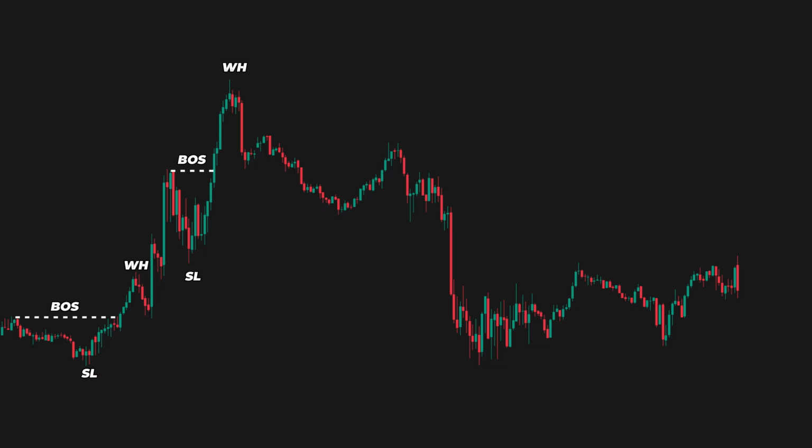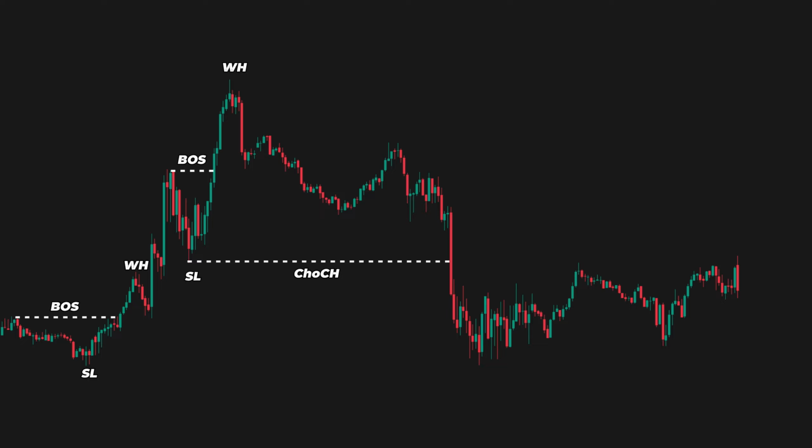This upward momentum continues until the market reaches a peak, after which a significant structural shift occurs. Following the high, the price breaks below a previous strong low, signaling a change of character. This is the first sign that the bullish trend may be losing steam and that a potential reversal could be in play.